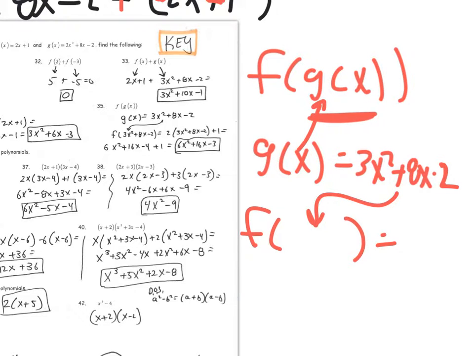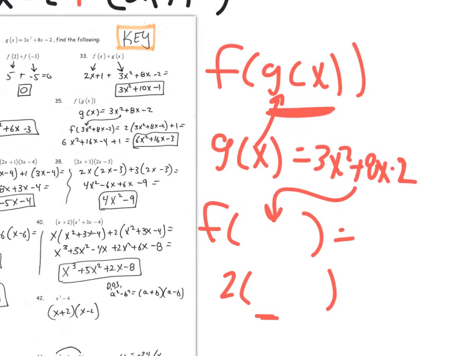So equals, the f of x was 2x. Well, we're not going to write x, we're going to just leave a big gap here, and then it is plus 1. So all of this, 3x squared plus 8x minus 2, all fits in here. We have to distribute the 2 to all of this and then add a 1 to it.